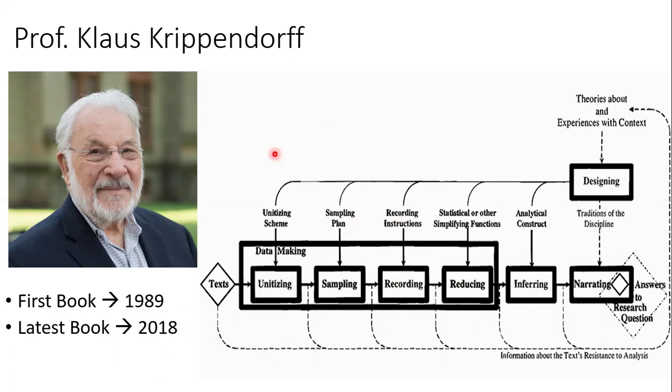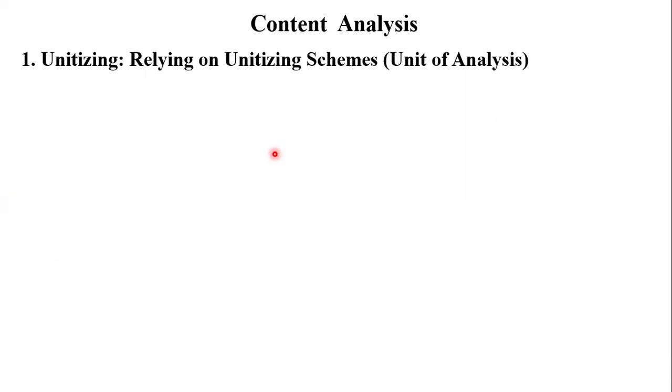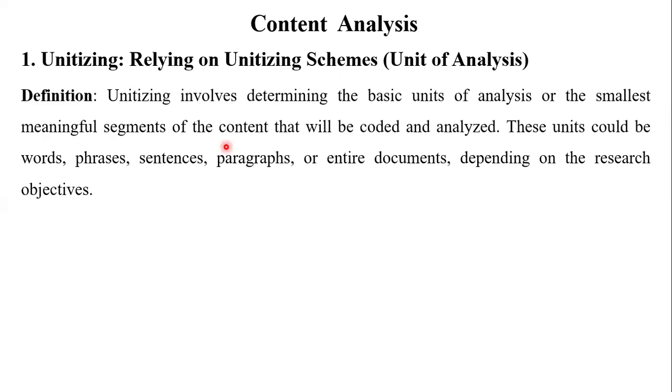First of all, I will explain in detail each step with an example of how to understand that particular step, and after that I will elaborate these steps with reference to some real example for applying content analysis. So the first step in this phase is unitizing. Unitizing means creating a unit of analysis for your data.